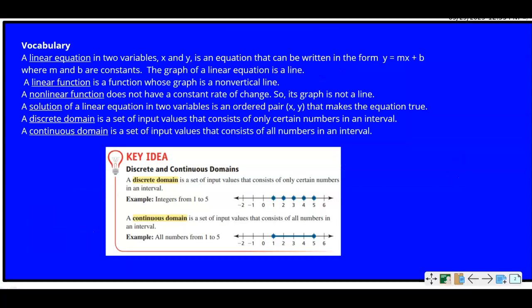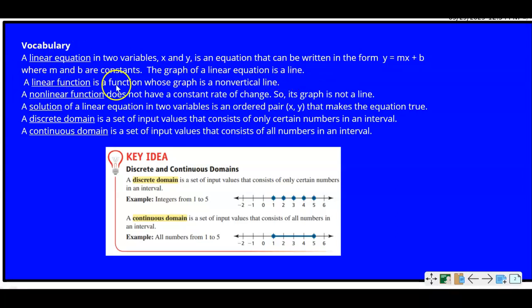All right, here are some key definitions or vocabulary that you need to have. Make sure you put these in your notes. A linear equation in two variables, x and y, is an equation that can be written in the form y equals mx plus b, where m and b are constants. The graph of a linear equation is a line. Okay, this is important. Remember, the graph of a linear equation is a line.